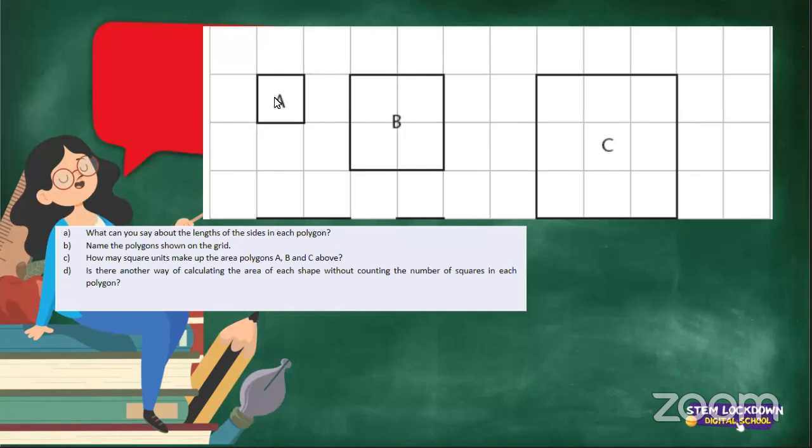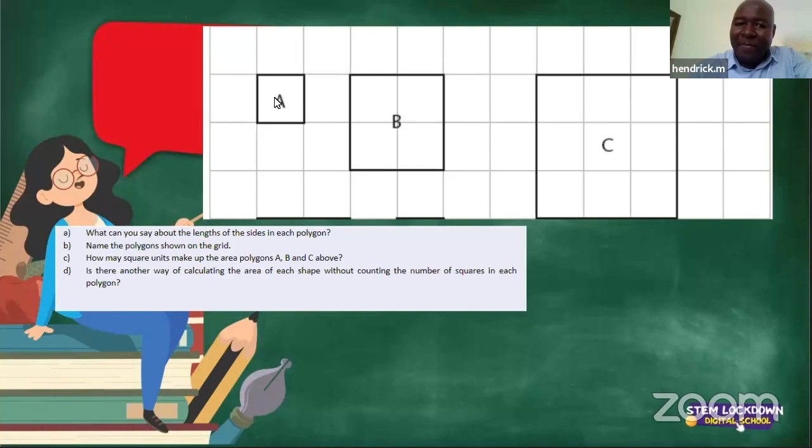Thank you very much. And who is speaking now? Bella again. Thank you very much indeed, Bella. Yes, Bella is correct. The names of the polygons are, you can call them quadrilaterals, meaning that it is a 4-sided figure. Quad means 4, so those are 4-sided figures. But to be more specific, you can call them squares. So the names of the polygons shown on the grid are squares.